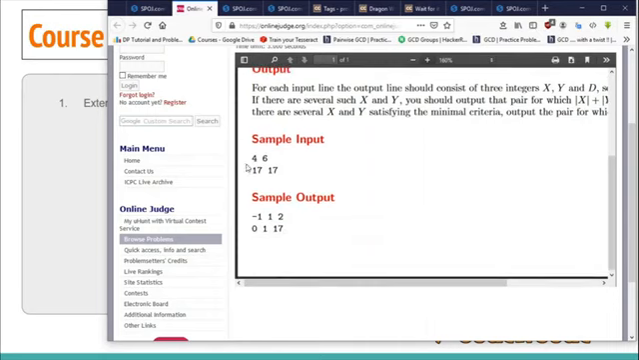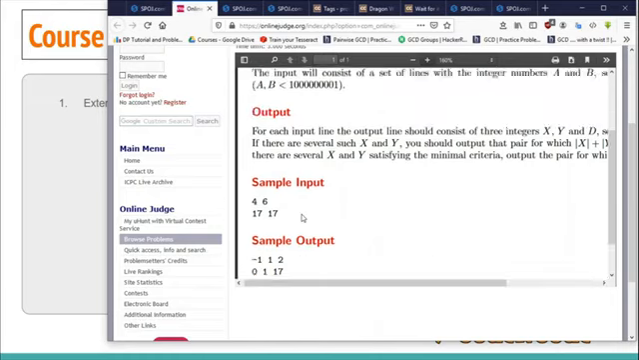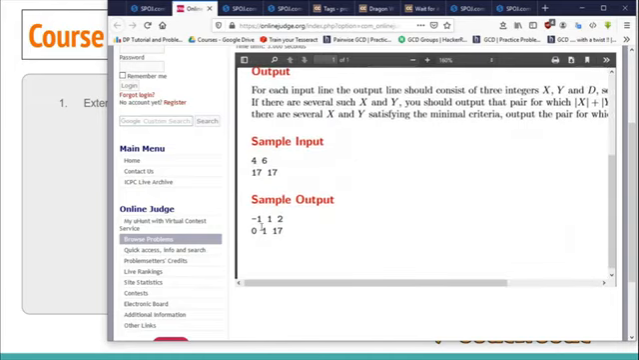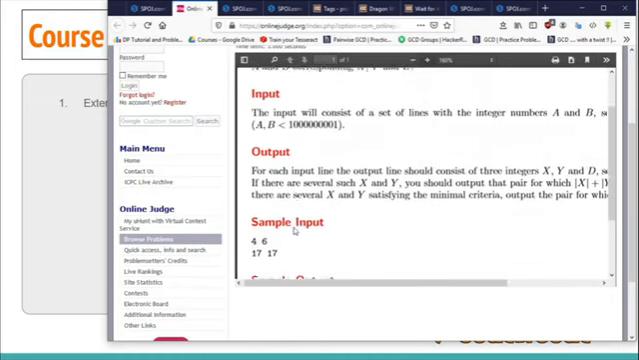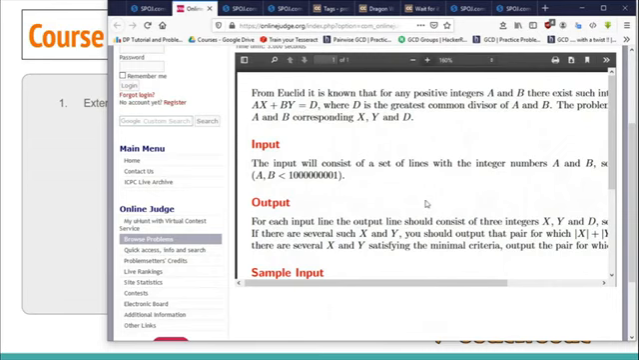So if you take the GCD of 4 and 6, it is 2, and hence 4 multiplied by -1, so -4 plus 6 is equal to 2, which satisfies this equation. So we have to print x, y and d which satisfy these equations.